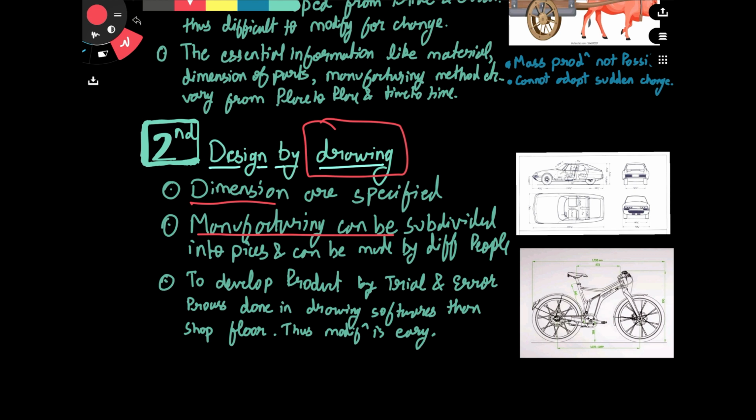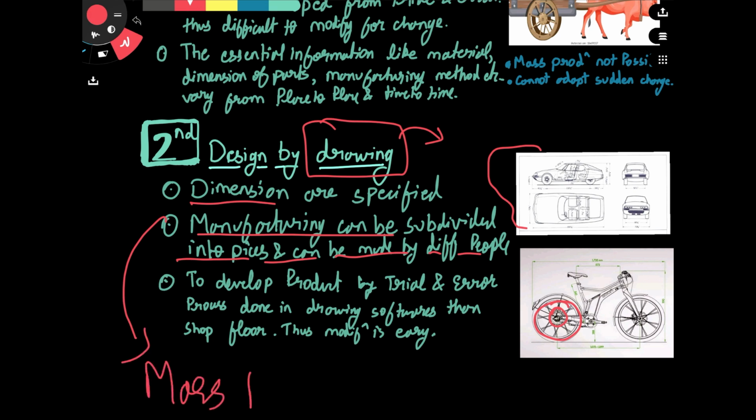Here we can subdivide the manufacturing. You know why? I have an individual drawing of the component, and also an individual drawing of the assembly, and we can make it in different pieces. We can give the task to different people also, right? So drawing makes it much easier. And with the help of this, we can do mass production. Thus, we can overcome the first problem.